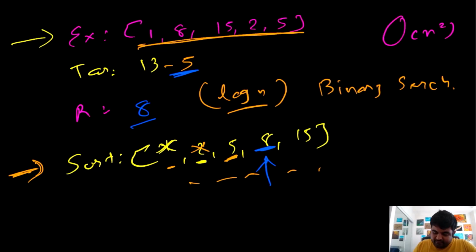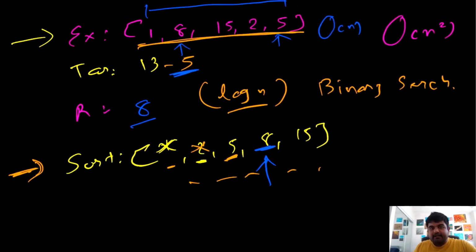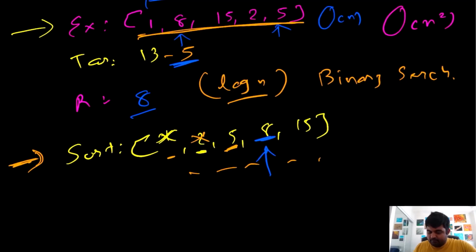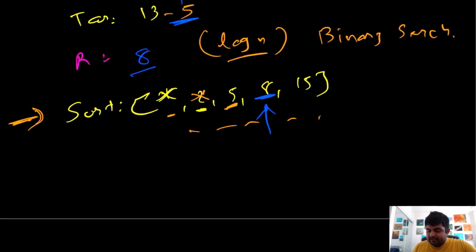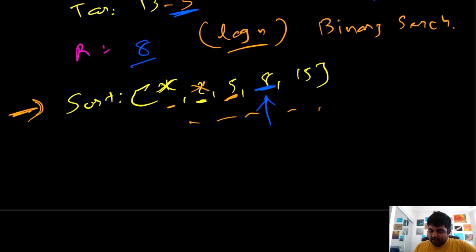Then we will iterate over this given input and try to find the index values of this 8 and 5, which we can do in big O of n time, and then simply return whatever the index values are, and that would be our solution. So this approach is a much better improvement than our brute force approach, which had big O of n square time. But what are the issues with this approach?